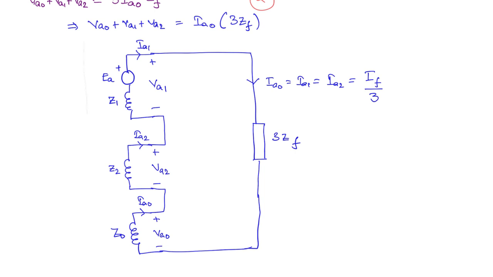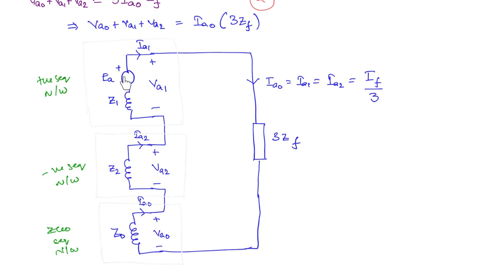You can also mark the sequence networks here, right? This is the positive, this is the negative sequence and this is the zero sequence network. Okay, positive sequence network, negative sequence network and zero sequence network. Now from here how do we have to proceed? So now we got the interconnection, now we can use the normal network relations, right?